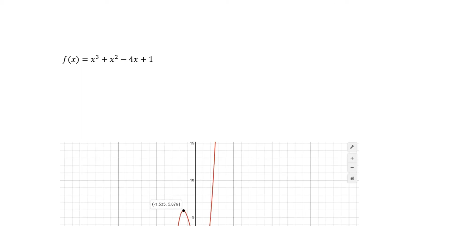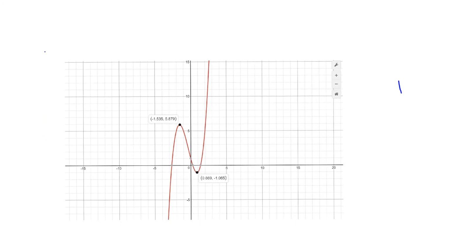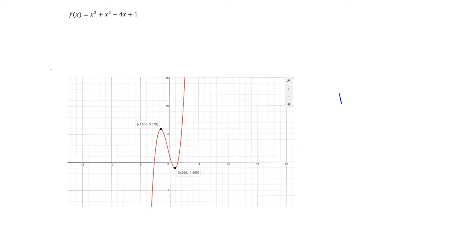Let's take a look at one last example of identifying intervals of increasing and decreasing. So we have the function f of x equals x cubed plus x squared minus 4x plus 1. When I graph it in Desmos, this is what the function is going to look like, and it has 2 turning points. We have a point up here and a point down here. If we look at the start of the graph, it starts increasing, then we decrease, then we increase again.